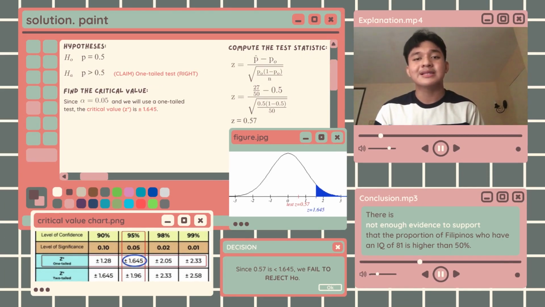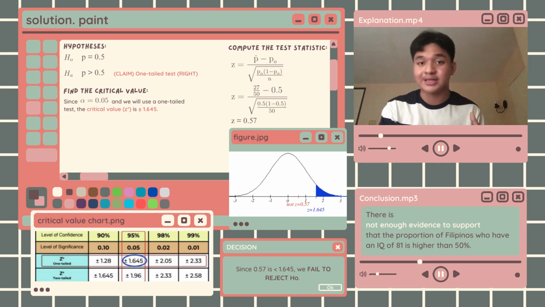Now, we must state the hypothesis. Our null hypothesis states that the proportion of Filipinos who have an IQ of 81 is 50%, or simply p is equal to 0.5. On the other hand, our alternative hypothesis states that the proportion of Filipinos who have an IQ of 81 is higher than 50%, or simply p is greater than 0.5. Our claim is the alternative hypothesis, which requires a one-tailed test to the right.